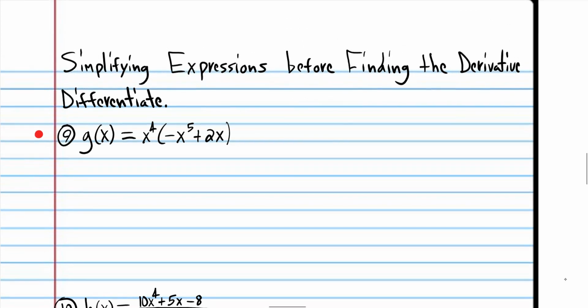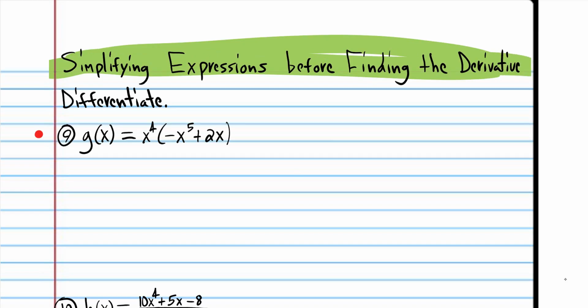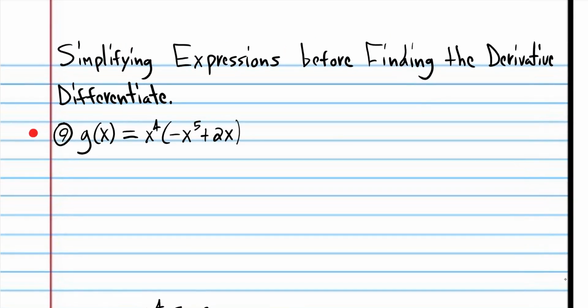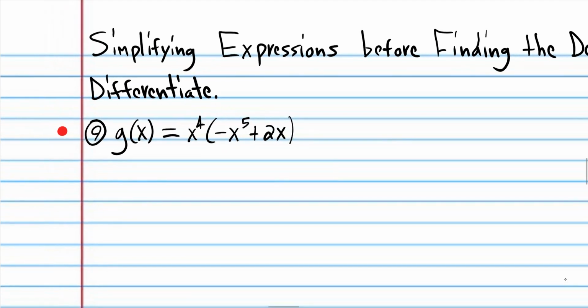I want you to be aware that oftentimes you can simplify expressions before finding the derivative, and that makes it easier to find the derivative. A lot of students would see this expression and think, well, I have to use the product rule. Well, you could use the product rule. But why would you do that when you can simplify first?